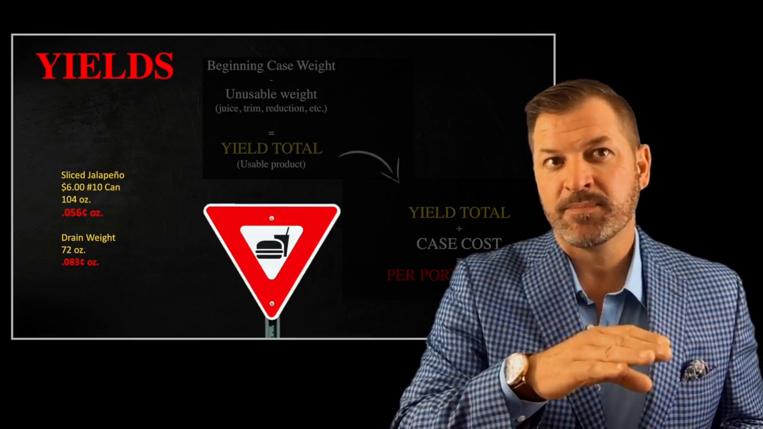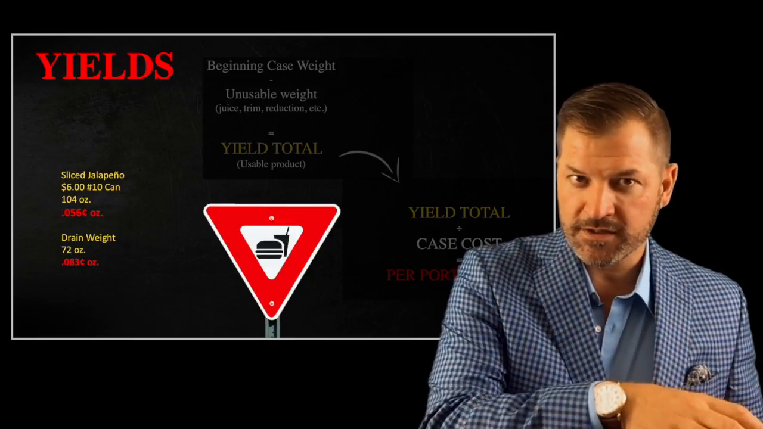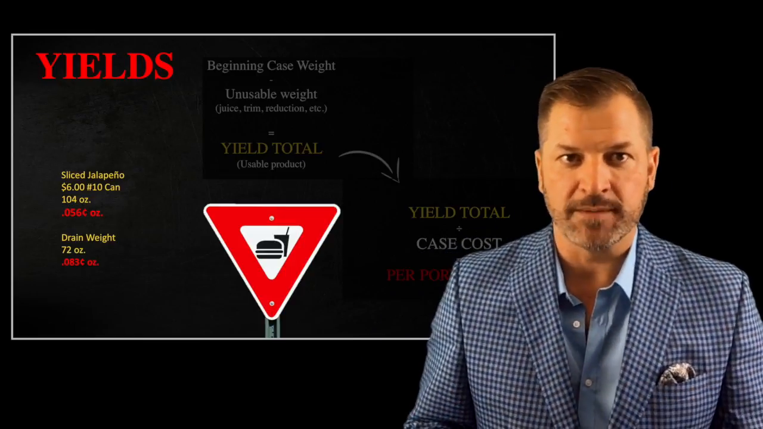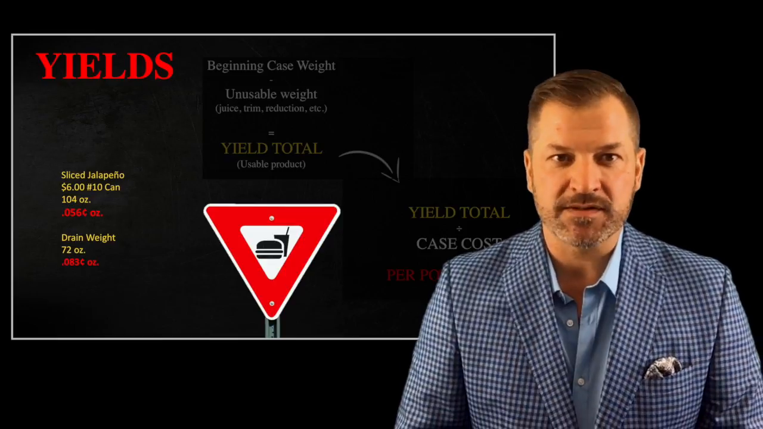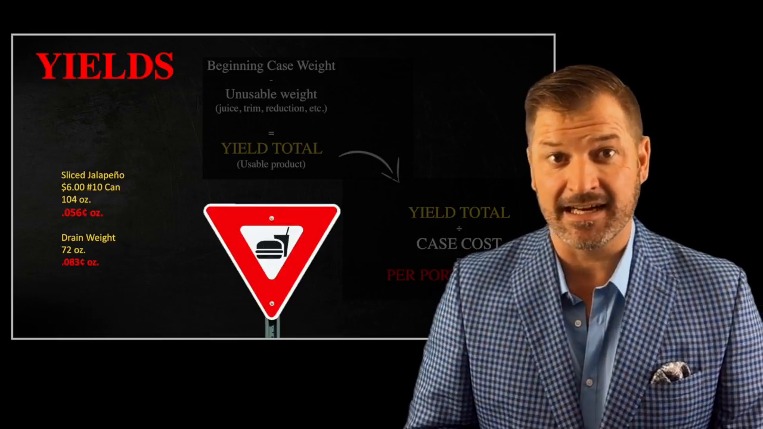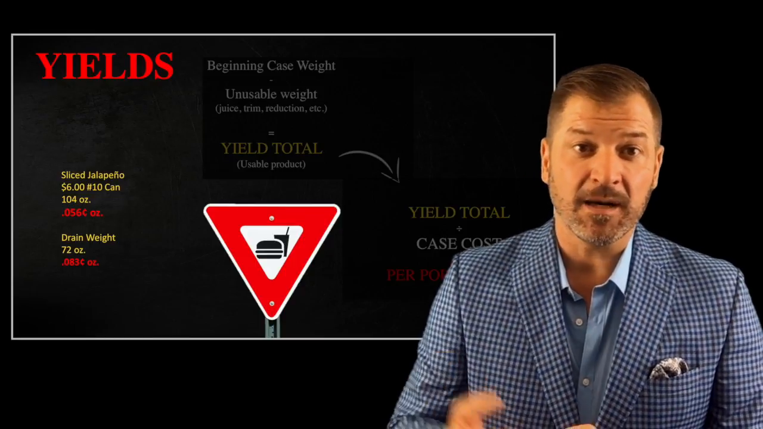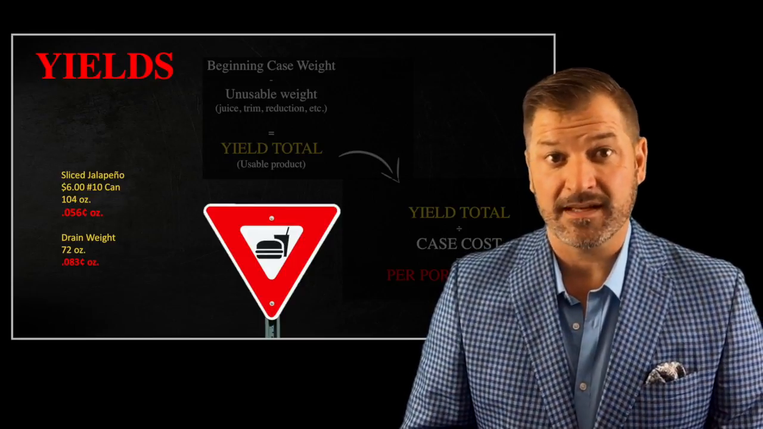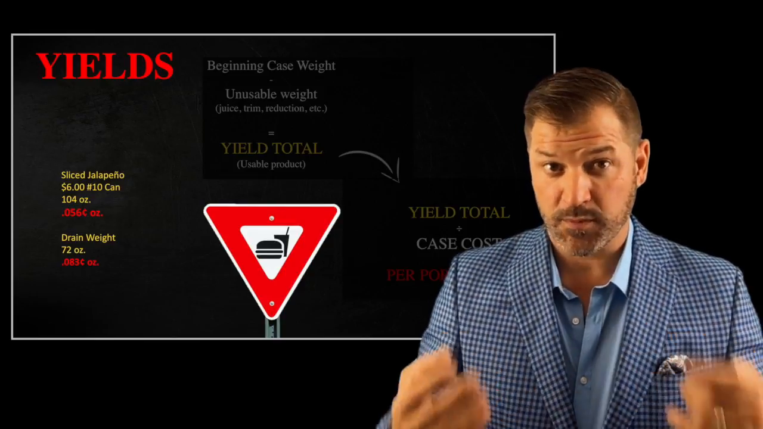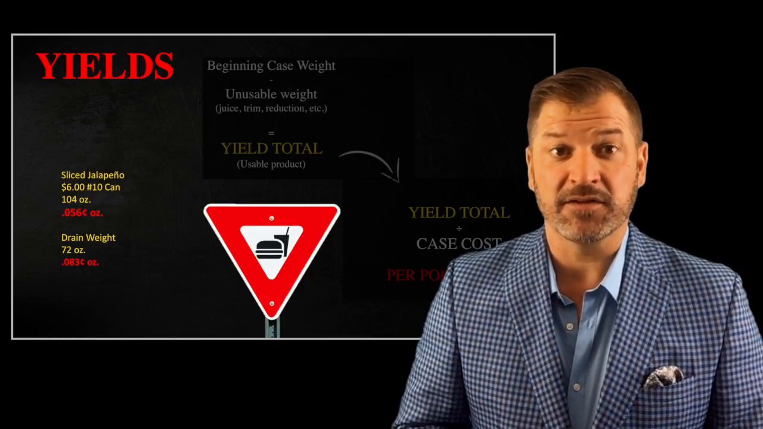In this example, after I took all the juice out and then just weighed the jalapenos in their raw form, I only had 72 ounces of usable product. So that jumped my price from 0.056 cents an ounce, or a nickel an ounce, up to over 8 cents an ounce. That's a pretty big swing, a 40% increase in what my usable price on the plate is. I'd better account for that.